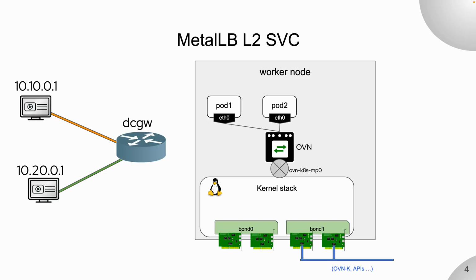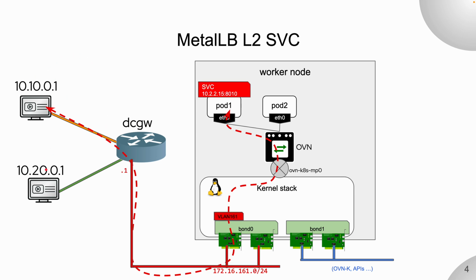So here is the setup. On the right, we have a typical worker node on OpenShift. We have a DC gateway and two remote sites. We are going to have a first pod with a service. This service CIDR is not the same as the VLAN, the local VLAN CIDR.